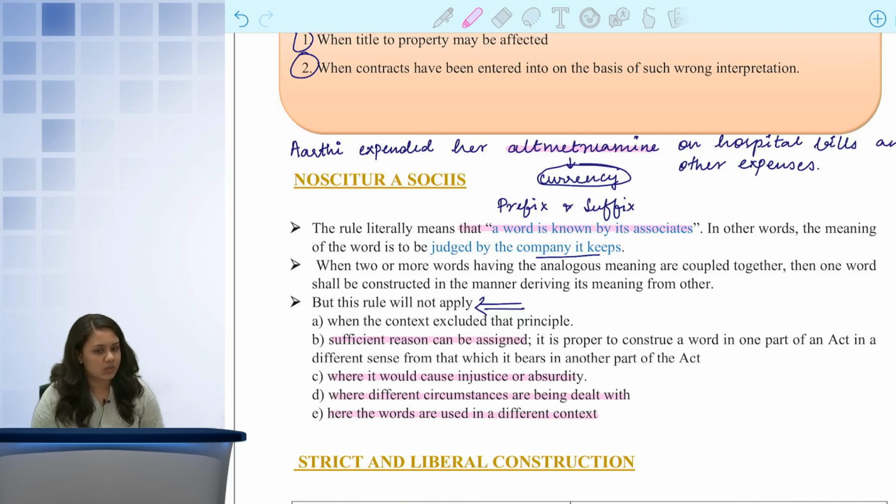So the principle of noscitur a sociis is a sort of last resort principle in case we are unable to assign a meaning to that particular word. In that case, we will interpret the word along with its associates.